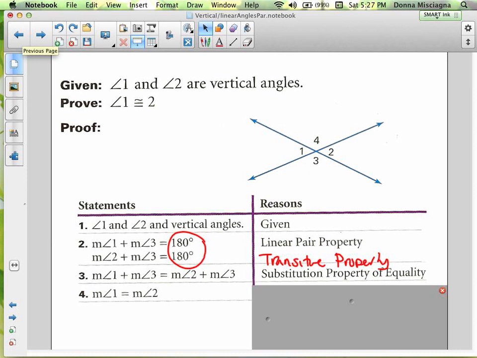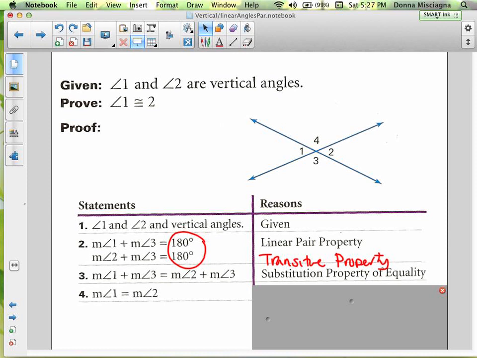In this case, since they're both equal to 180, transitive property is a little bit better choice, but you would not be wrong if you said substitution property. And actually in this particular proof that I borrowed, that's what they chose to write. So both answers are correct. Right? So sometimes you can use more than one answer. And this is one, they overlap a little bit. And we'll talk more about the distinction between substitution and transitive property.